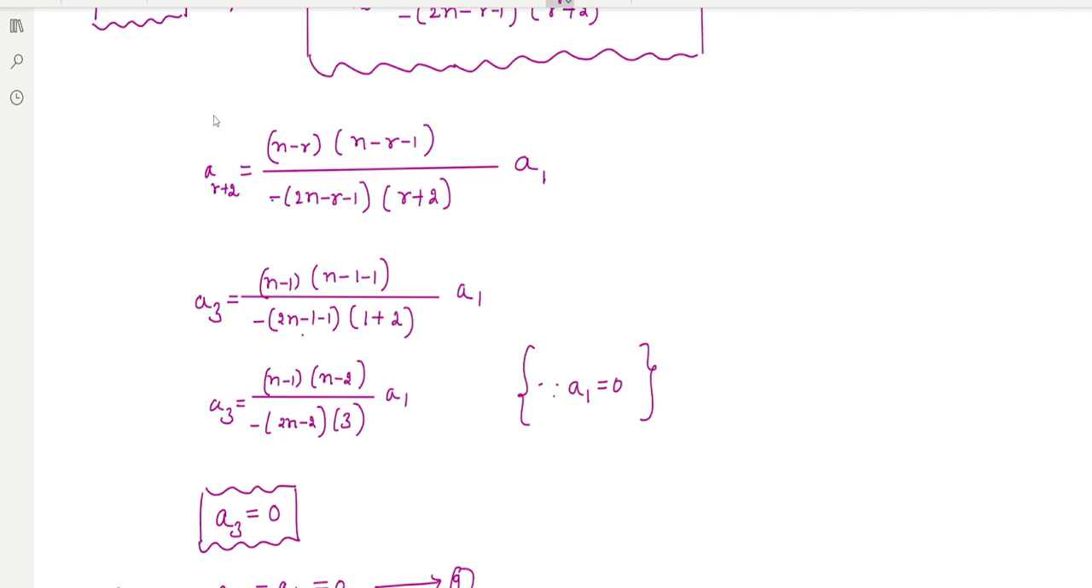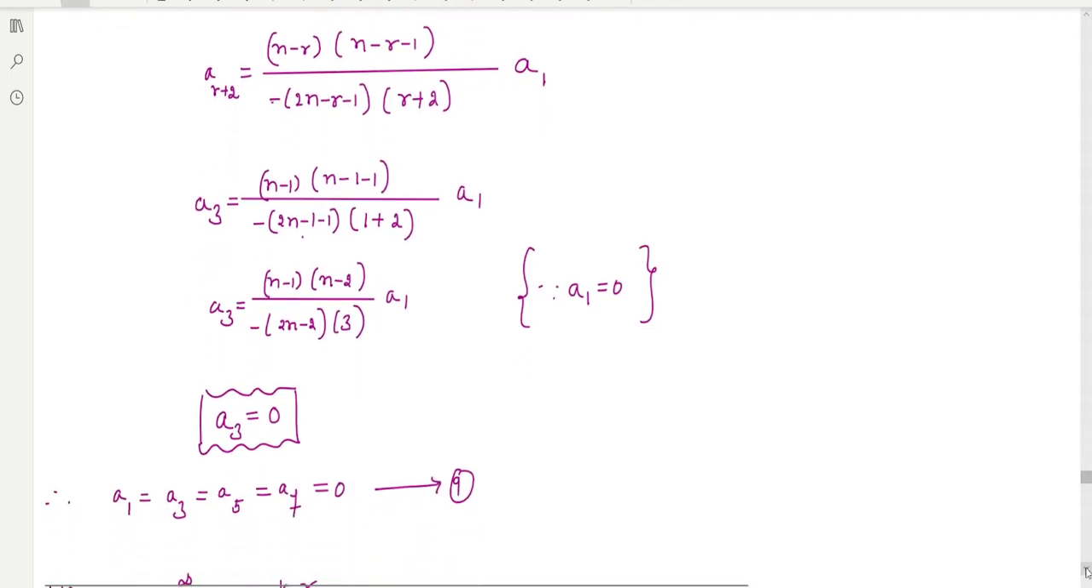First I substitute r is equal to 1. If you substitute r equal to 1, you will get 1 plus 2 equal to 3. Here I got a1, because we already discussed this a1 value equal to 0. If you use the a1 value 0, then you will get a3 equal to 0. So from this information, I'm going to use a1 equal to 0, a3 equal to 0, a5 is equal to 0, a7 equal to 0. Our equation number 9.